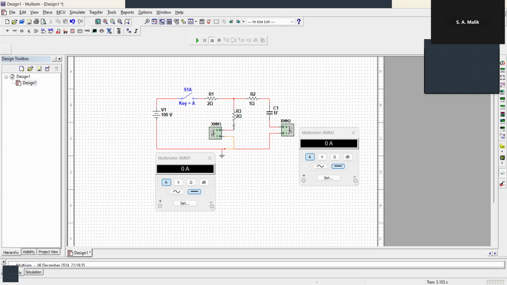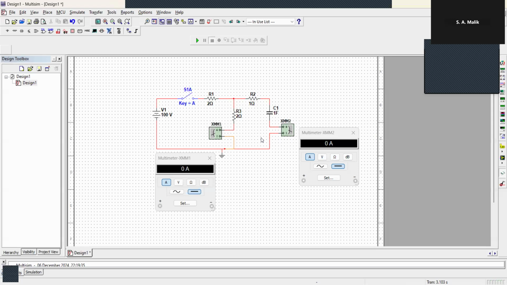So if you do the theoretical analysis, the new time constant will be 2 seconds. So approximately how much time should it take for this capacitor to fully charge? 10 seconds. Means 5 time constants, right? So 5 into 2 is 10 seconds. So after 10 seconds, the capacitor should be fully charged.